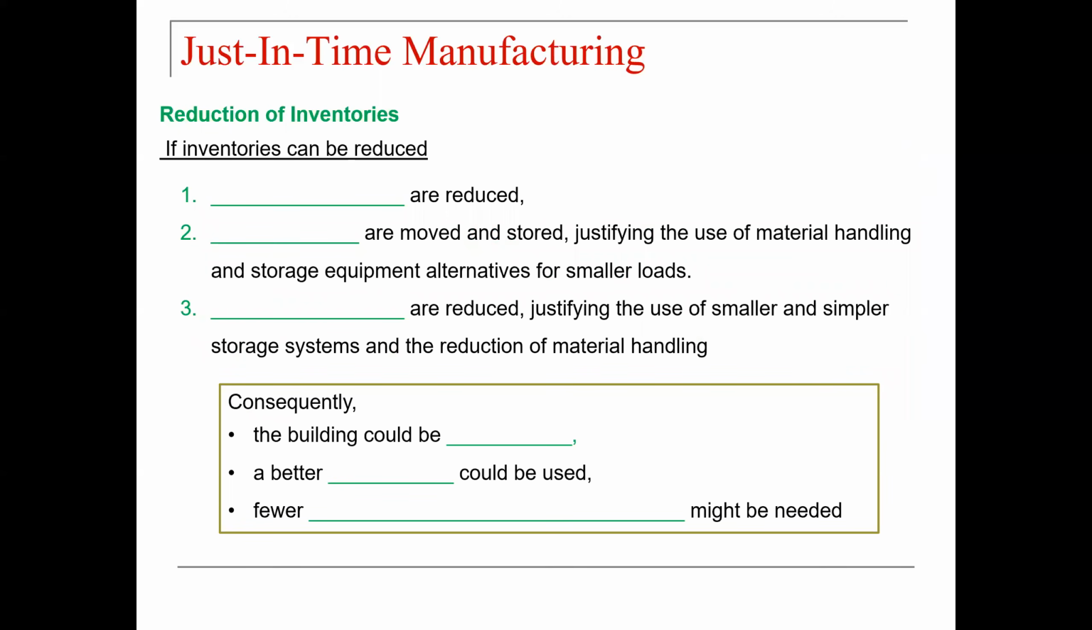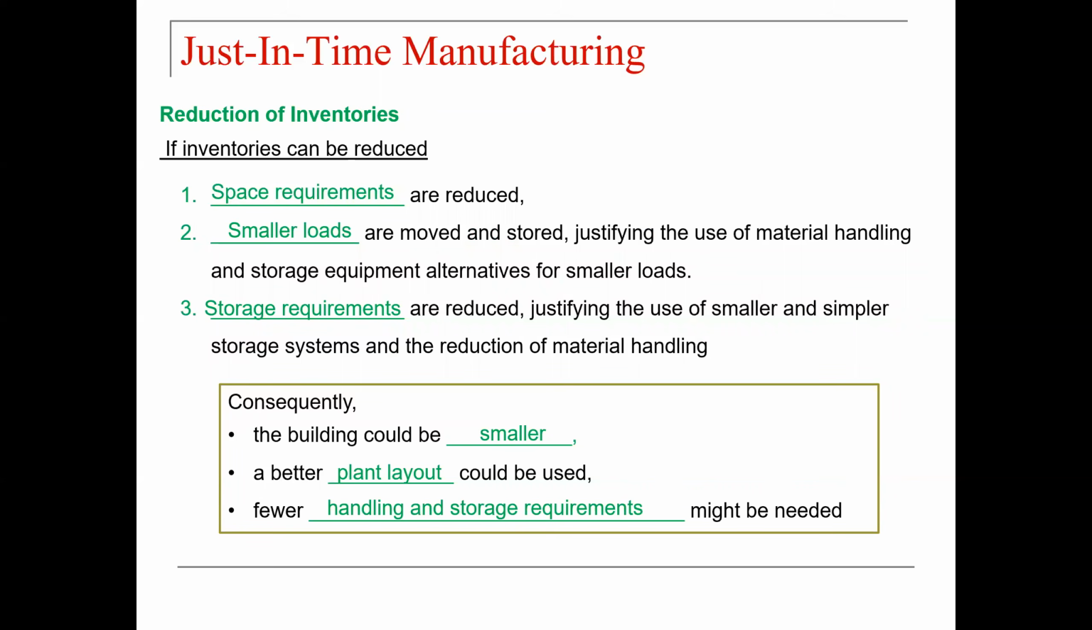If inventories can be reduced, space requirements are also reduced. So you don't need to have a big facility, you will need just the space that is required for your facility. Smaller loads are moved and stored, justifying the use of material handling and storage equipment alternatives for smaller loads. And storage requirements are reduced, justifying the use of smaller and simpler storage systems and the reduction of material handling. Consequently, the building could be smaller, a better plant layout could be used, and fewer handling and storage requirements might be needed.